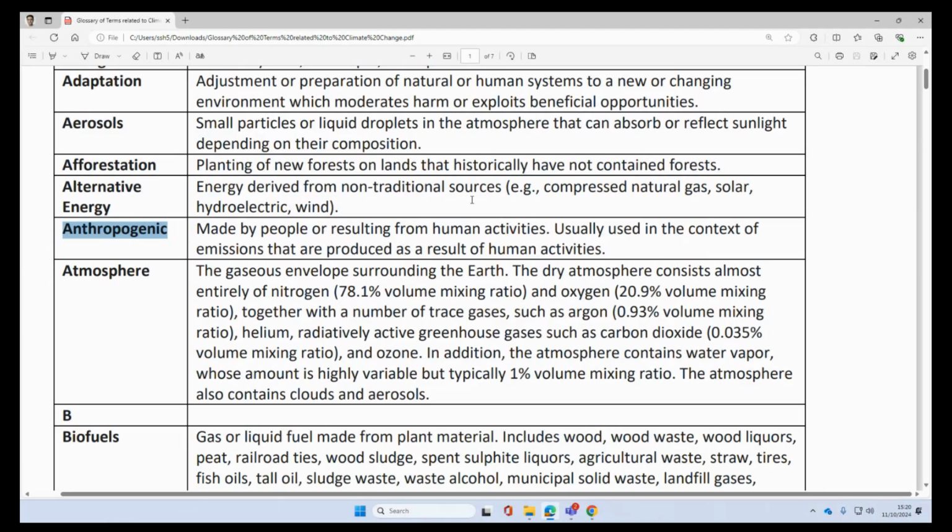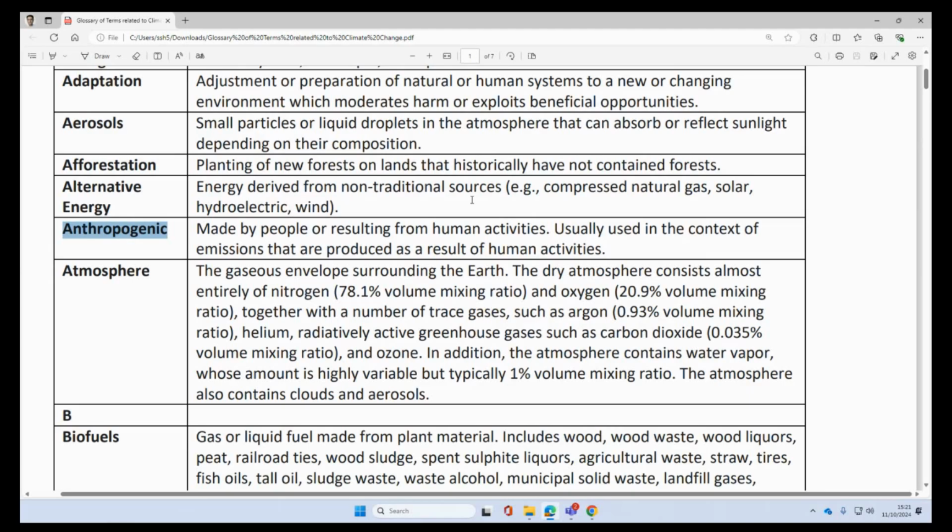Made by people or resulting from human activities, usually used in the context of emissions that are produced as a result of human activities. Now, for your quiz number 1, your multiple choice questions test, that'll be one of the 10 questions. If you want to make a note, you can do that. What is anthropogenic climate change? And the answer would be anything to do with human activity or human-induced activity. And that's what anthropogenic climate change means.